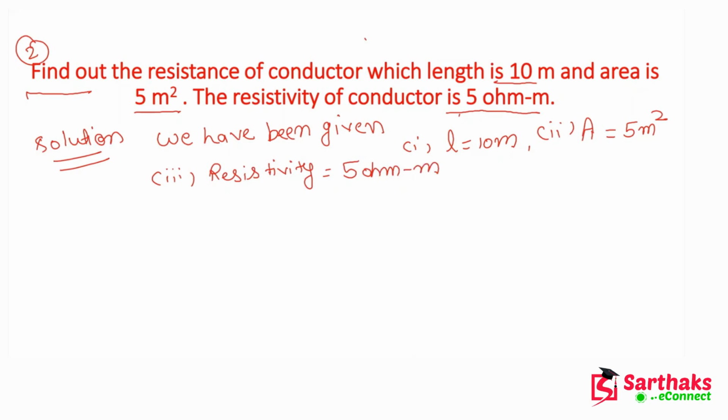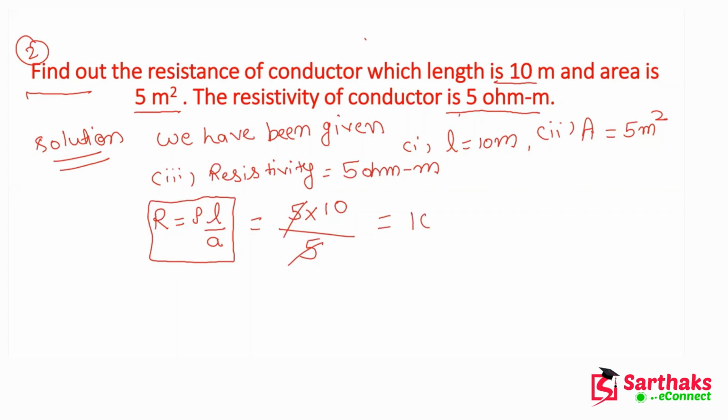Now I know the formula of resistance. And what is the formula of resistance? R is equals to rho L by A. Okay, this is the formula of resistance. Now I can simply put all these values in this formula and get my answer. So what is the value of resistivity? Value of resistivity is 5. And what is the value of length? The value of length is 10. And what is the value of area? That is also 5. So this 5 will cancel out by this 5, and our answer will be 10.